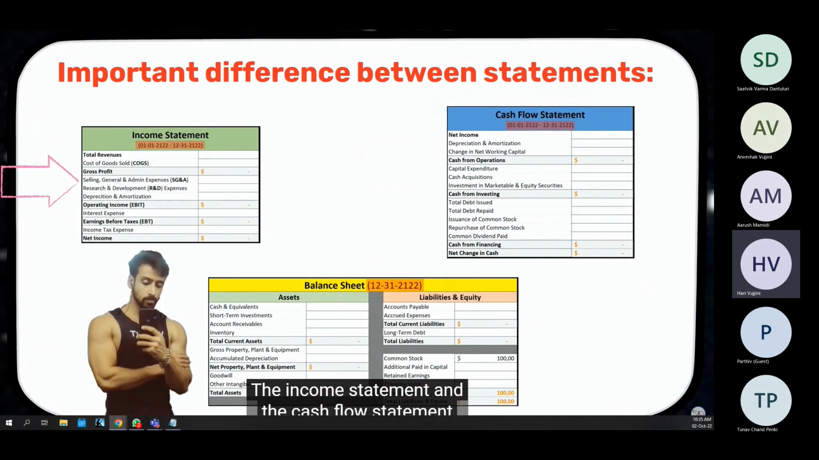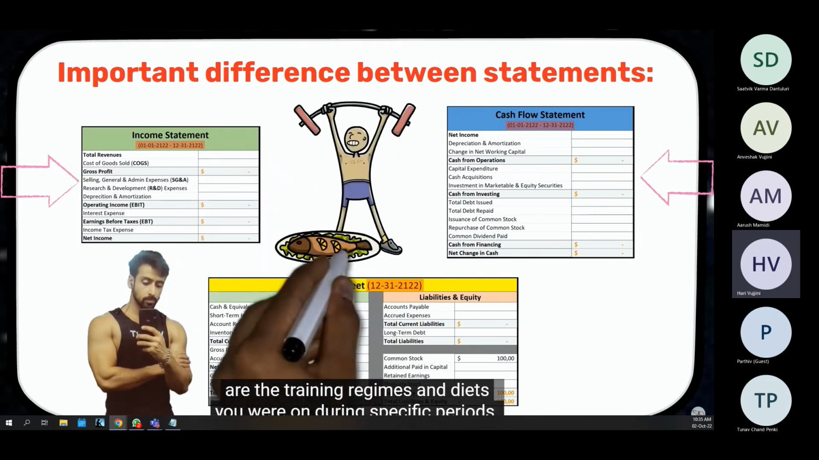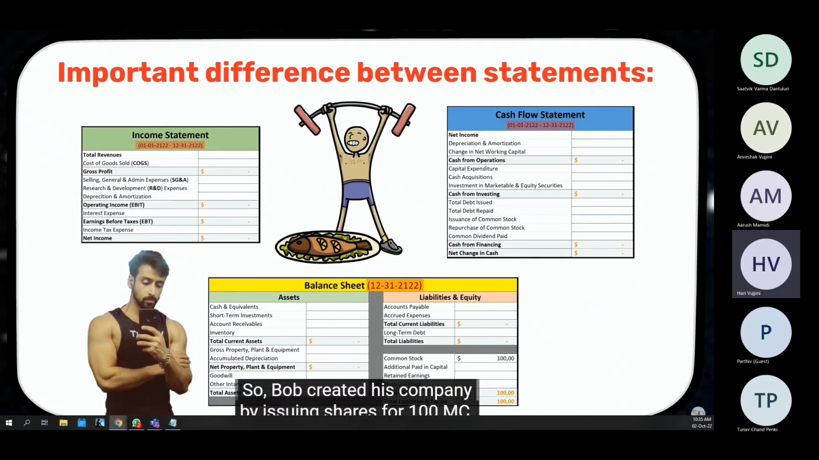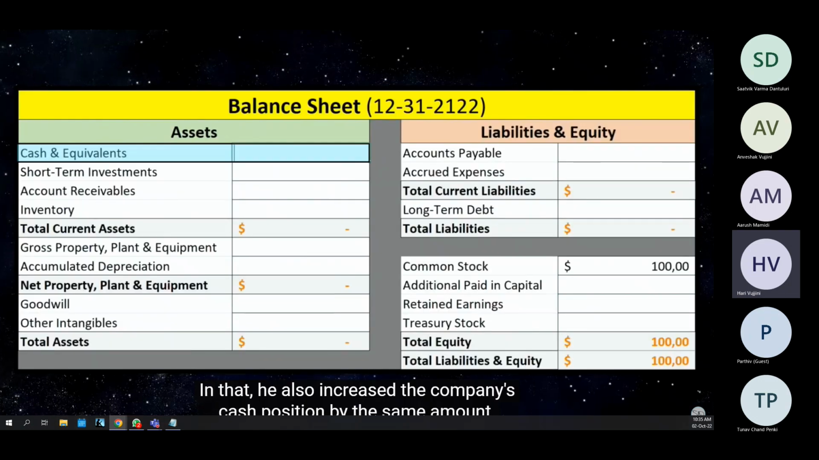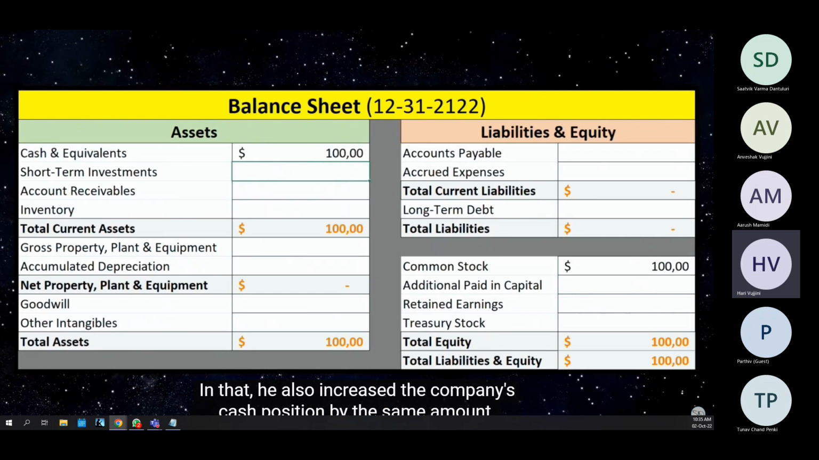The income statement and the cash flow statement are the training regimes and diets you were on during specific periods. So, Bob created his company by issuing shares for 100 MC. In that, he also increased the company's cash position by the same amount.